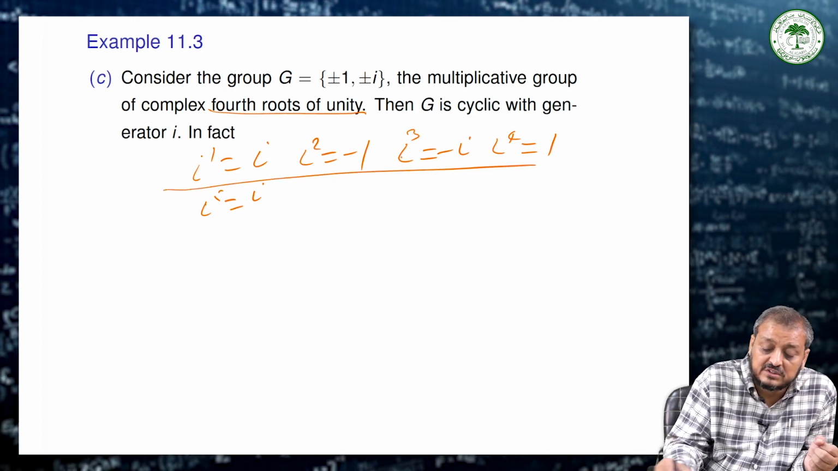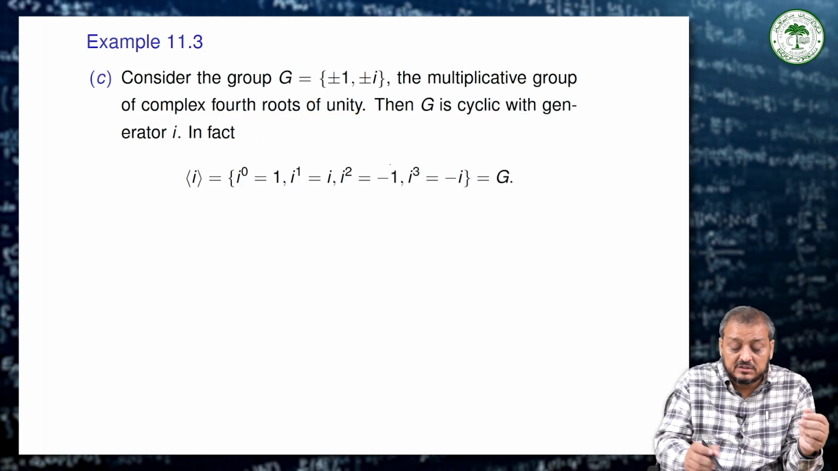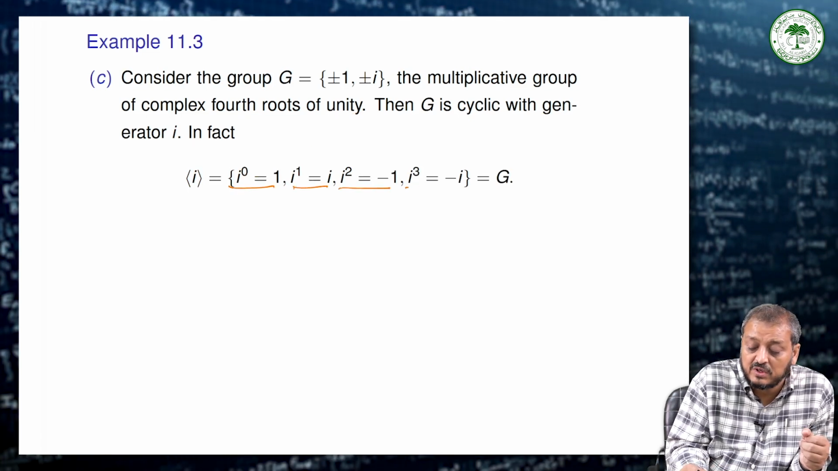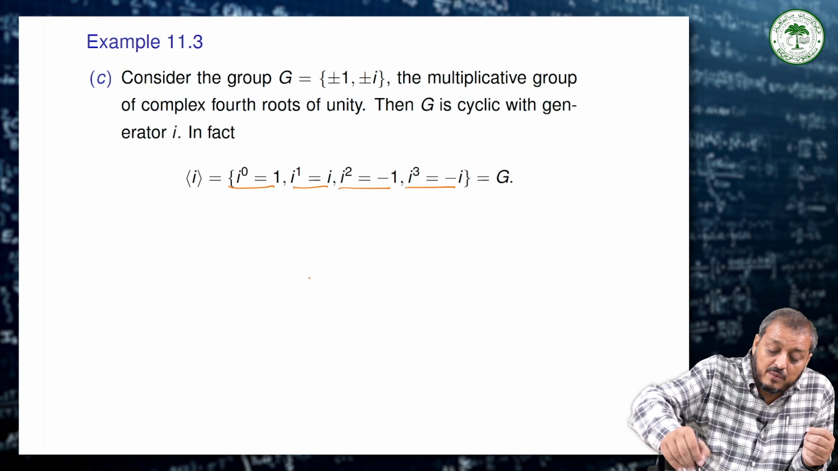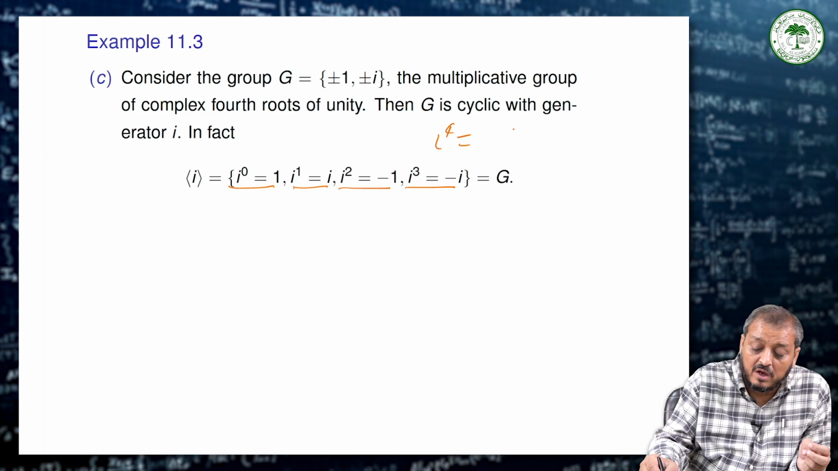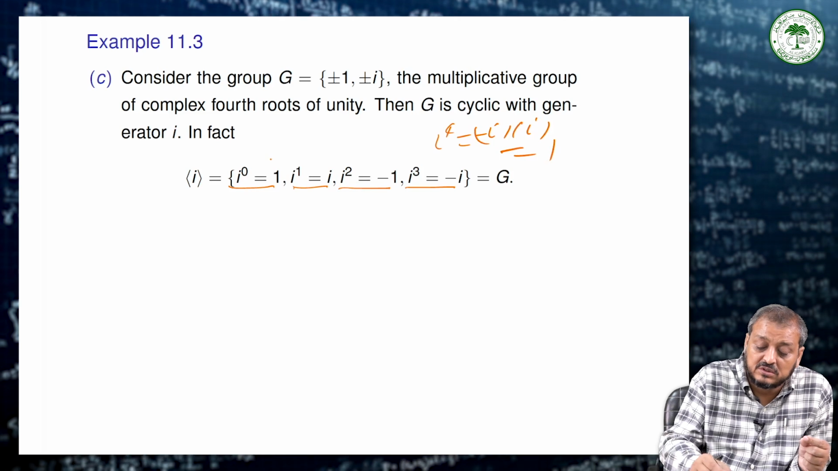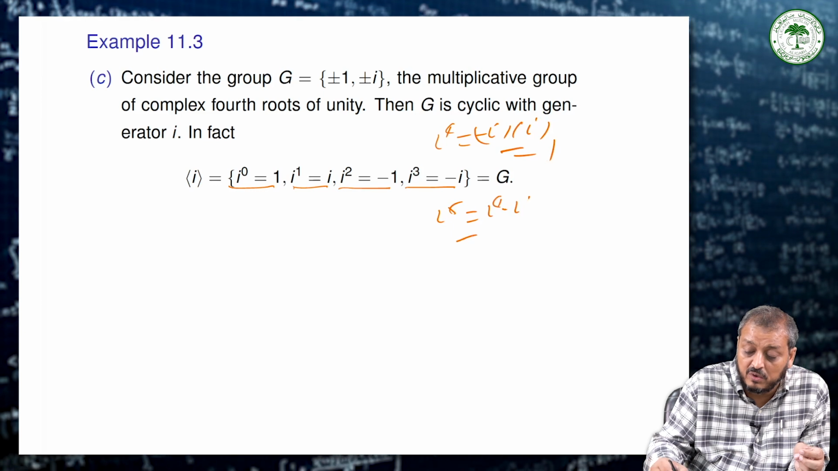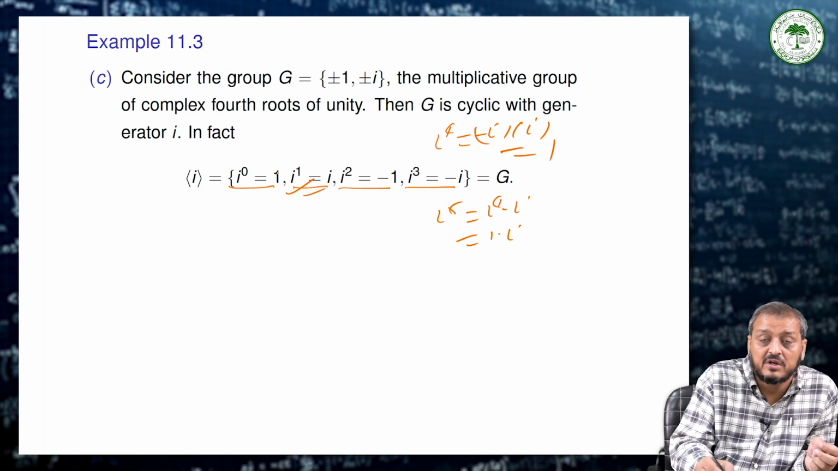So all the elements of this set are generated by i. That is, i to the power 0 is 1, i to the power 1 is i, i squared is minus 1, i cubed is minus i, and then the repetition starts again. After i cubed, i to the power 4 is minus i into i, which is 1. And i to the power 5 is i to the power 4 into i, so 1 into i is i. So in this case G is generated by i.